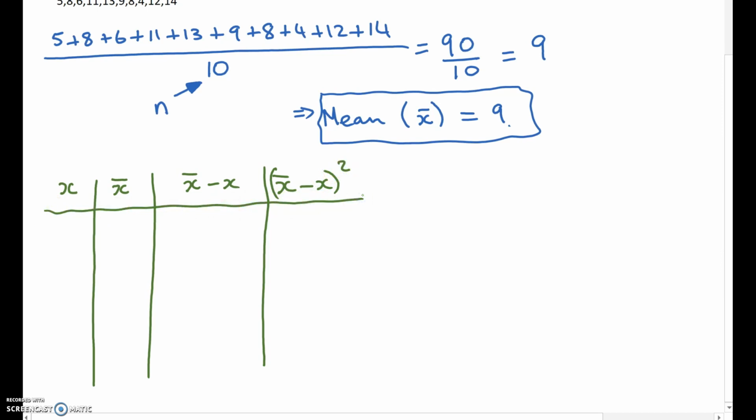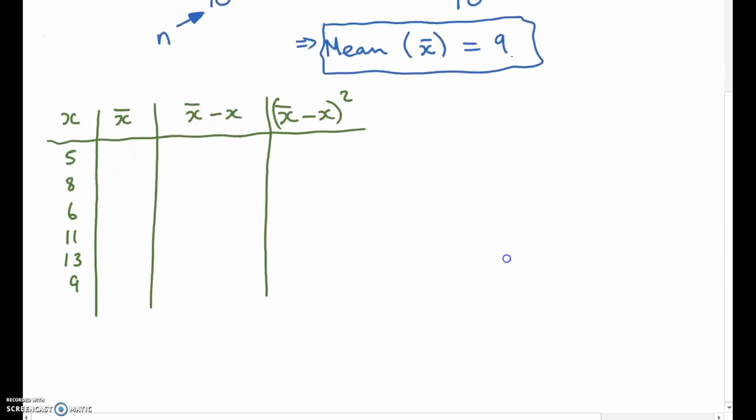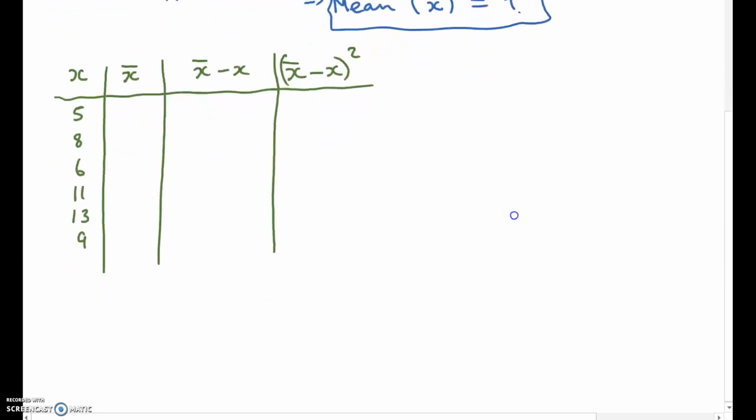Now x is all the numbers. In other words, 5 is x1, 8 is x2, 6 is x3, 11 is x4. And we just fill these into this chart. So it's going to be 5, 8, 6, 11, 13, 9, 8, 4, 12, and 14.